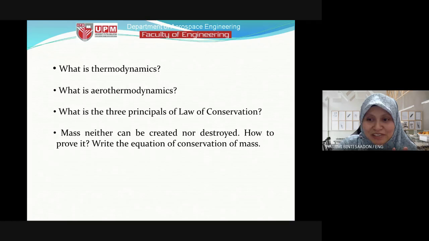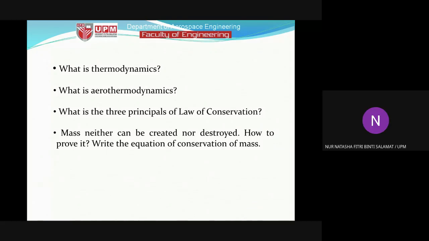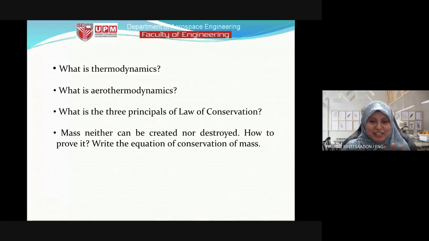Nur Natasha Fitri. Betul ke nama dia? Nur Natasha Fitri. Yes, doctor. Okay, Natasha boleh buka kamera? Okay, Natasha. Kat kampus Okay, Natasha, senang je. Okay. Satu ni, permis tak jawab lagi.